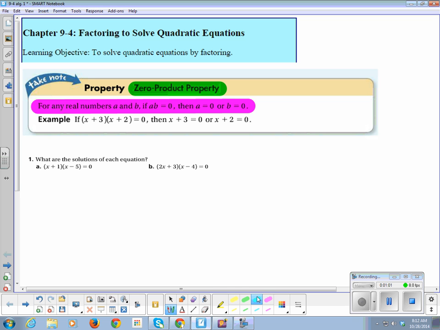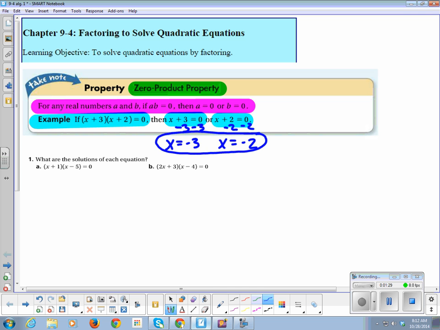So let's look at our examples. If x plus 3 times x plus 2 is equal to 0, then x plus 3 is equal to 0, or x plus 2 is equal to 0. And then if we follow this out to its conclusion, x is either equal to negative 3 or x is equal to negative 2. These are the possible solutions.